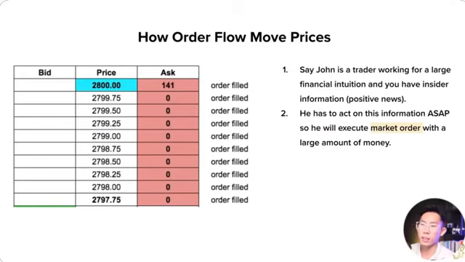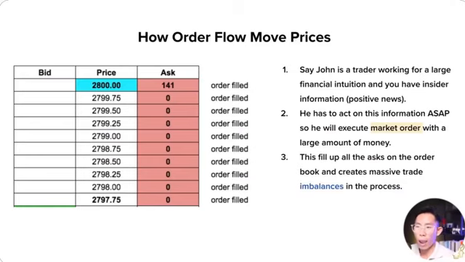And this is essentially where the process creates imbalances. This fills up all the asks on the order book. It fills up all these ask orders. You can see previously there were about 1,000 sell orders right here, thousands of sell orders, but right now they're all being filled up. Boom, boom, boom. It's all been filled up.